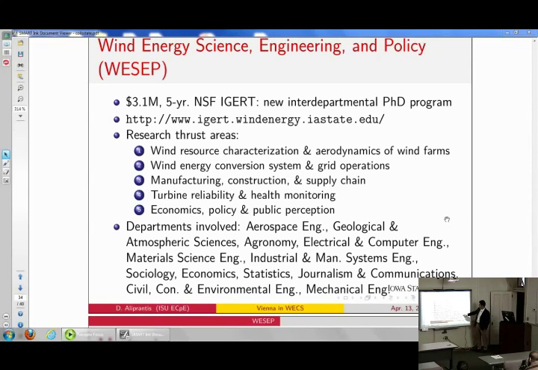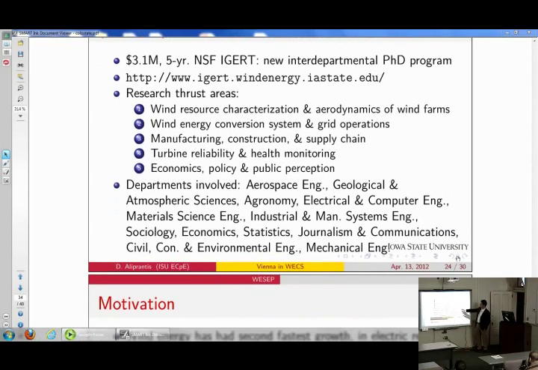So you can see here all the different departments that are involved. It's across campus and across college, actually. We have different colleges, a lot of people involved. Sociology, economics, statistics, journalism, and so on. Not only engineering, agronomy.